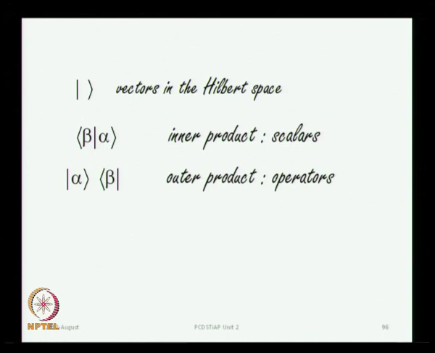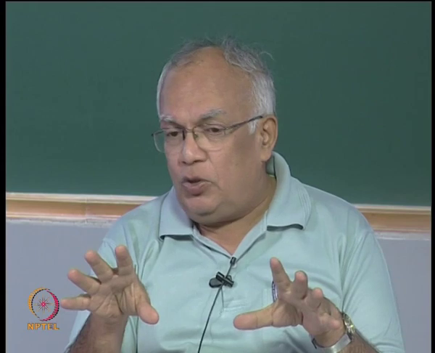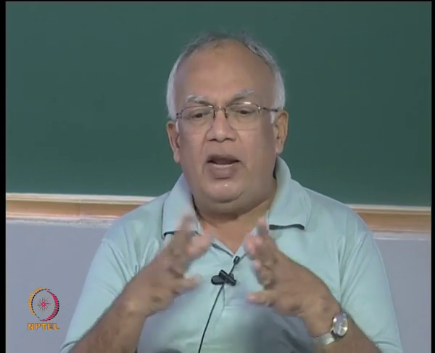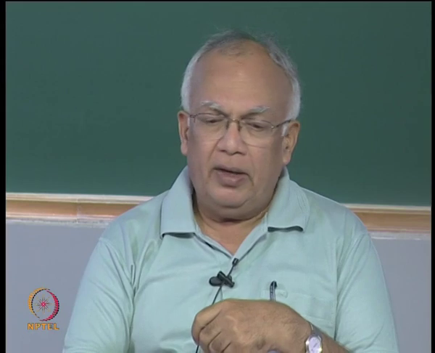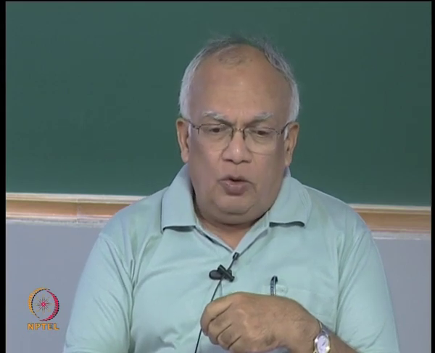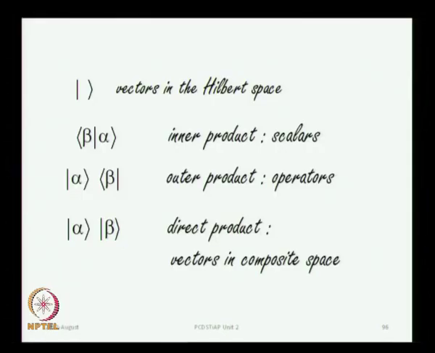Now, the inner products are scalars, the outer products are operators. So, this operator would operate on some other vector and give you a new vector. So, this is an operator. There are different kinds of products that you compose from vectors. One is an inner product which gives you a scalar. You also introduce outer products which give you operators, and now we introduce also direct products.